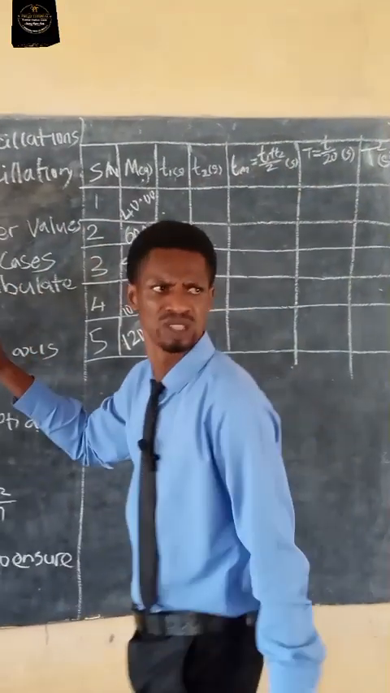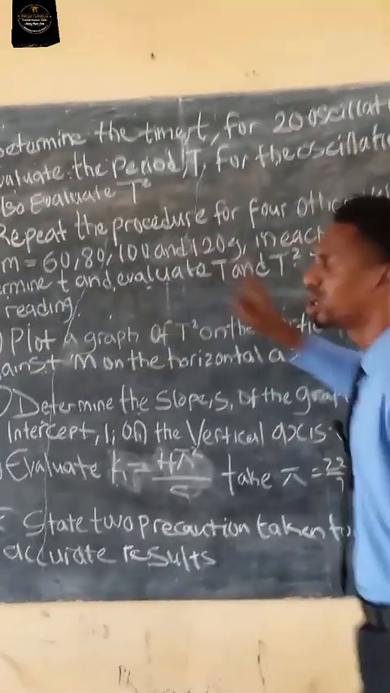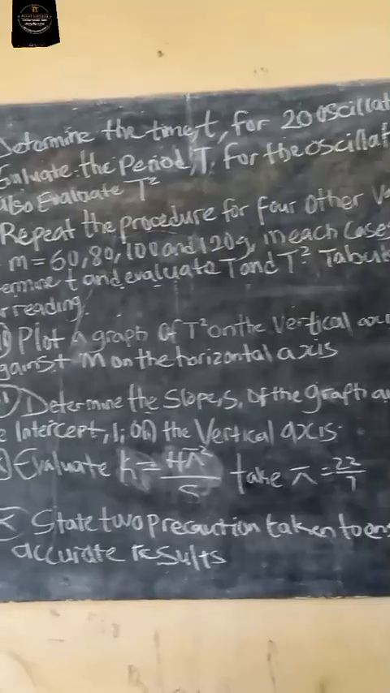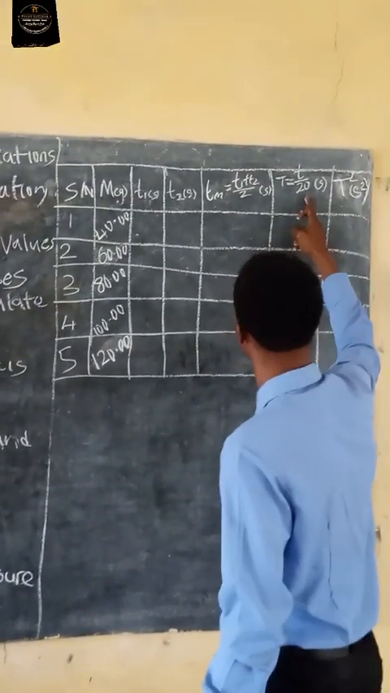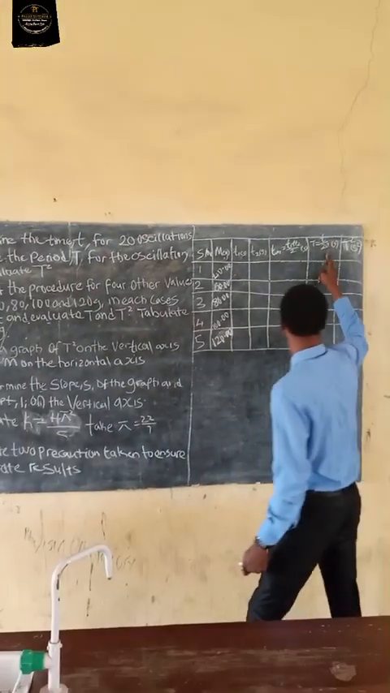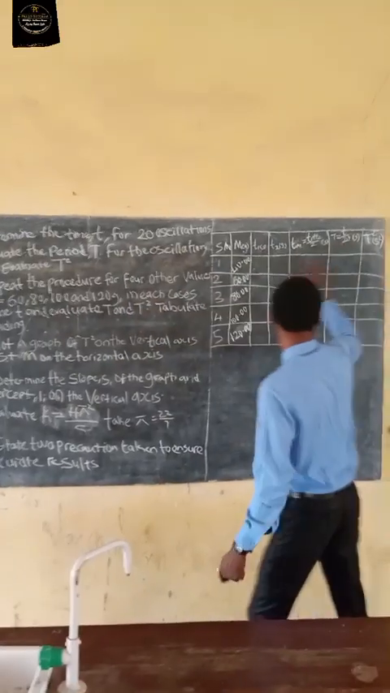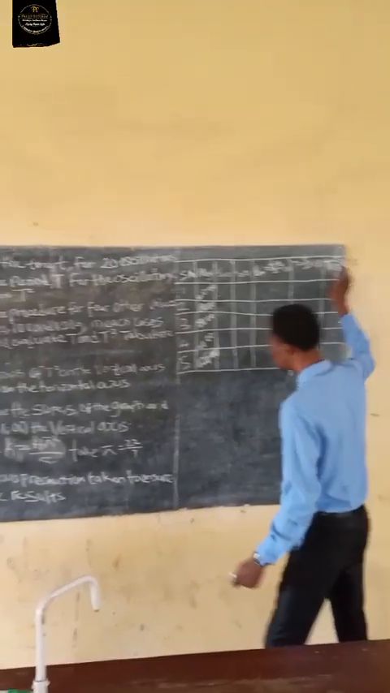Now we have to find the period. Don't forget, the formula for period is time taken over number of oscillations. What is the number of oscillations we are taking here? It is 20. That is t over 20. And we have to find the square of this period, in seconds squared.